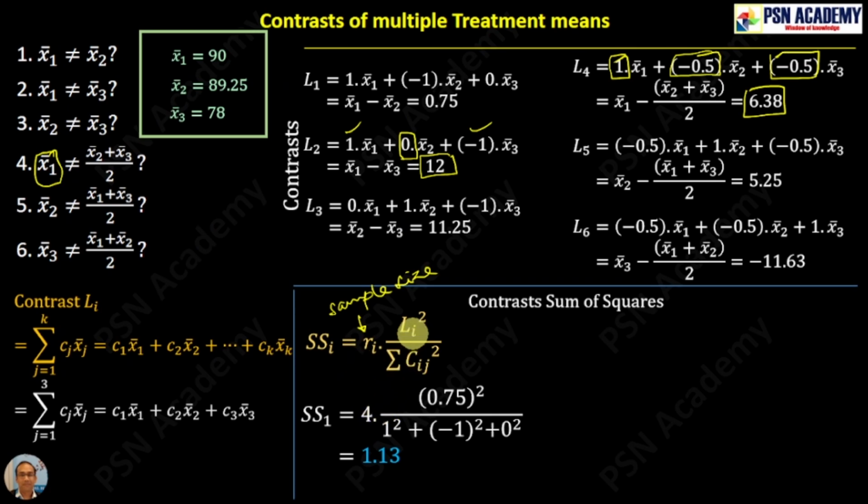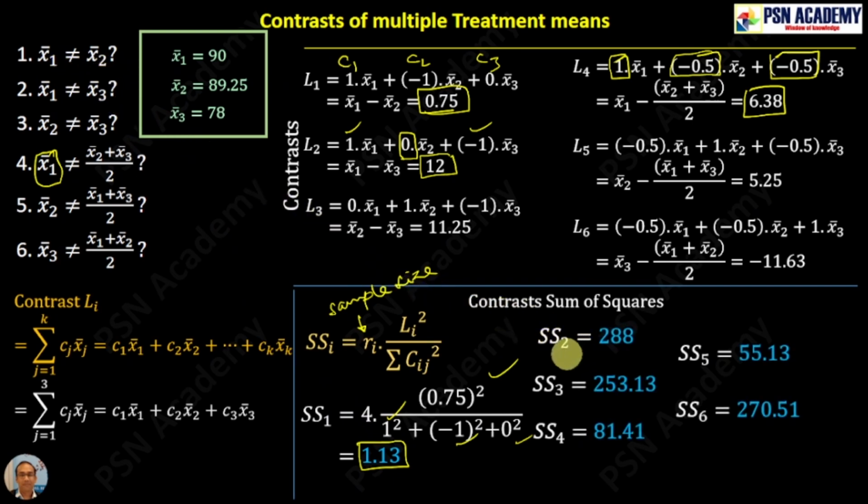So for Li we have got 0.75, and that has been squared. And this is a summation of those coefficients squared. That means we have the first coefficient, C1, this one is C2, this one is C3. So C1 squared, that means 1 squared, plus C2 squared, that means minus 1 squared, and C3 squared, that means 0 squared. You go for this calculation and you will get 1.13. So this is the contrast sum of squares for the corresponding comparison number 1 over here.